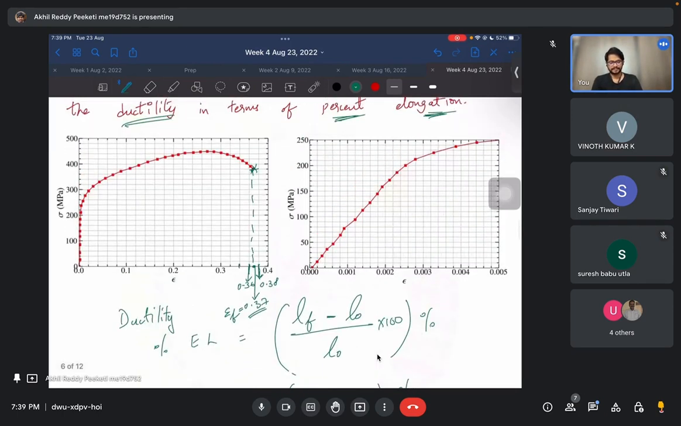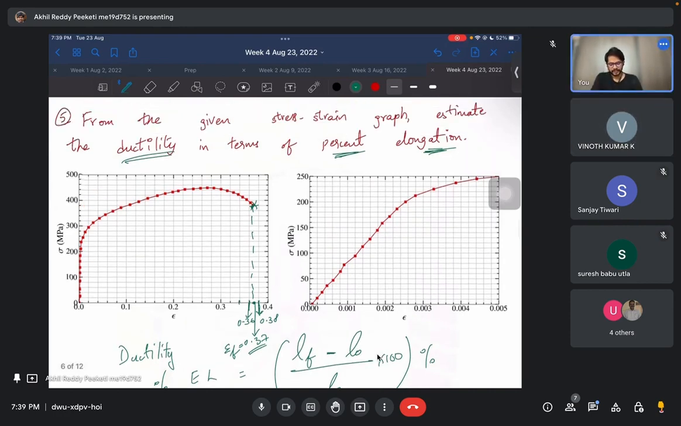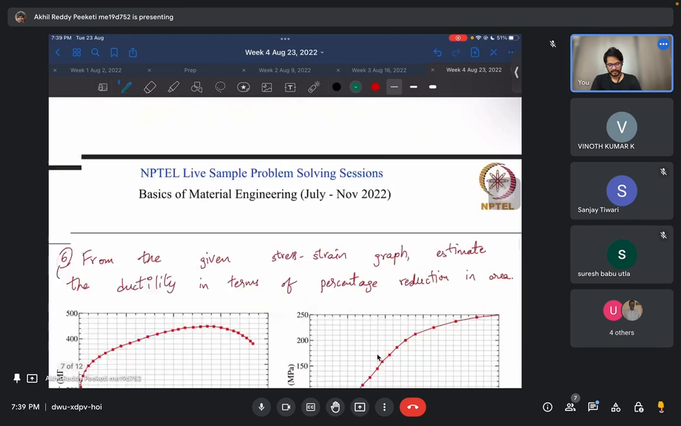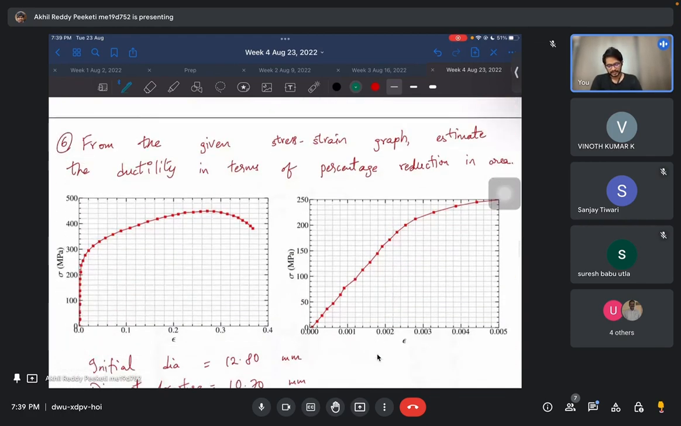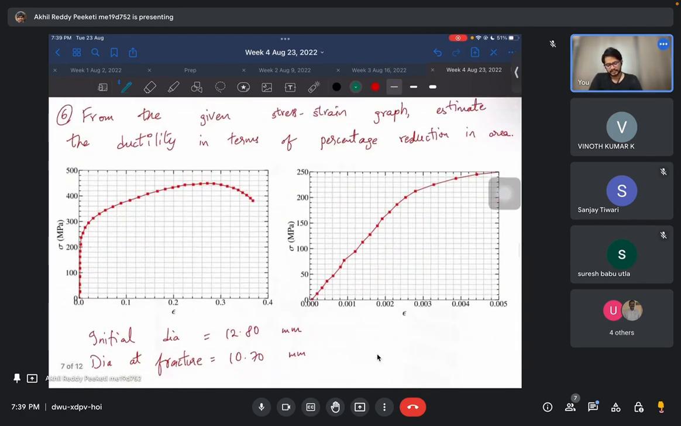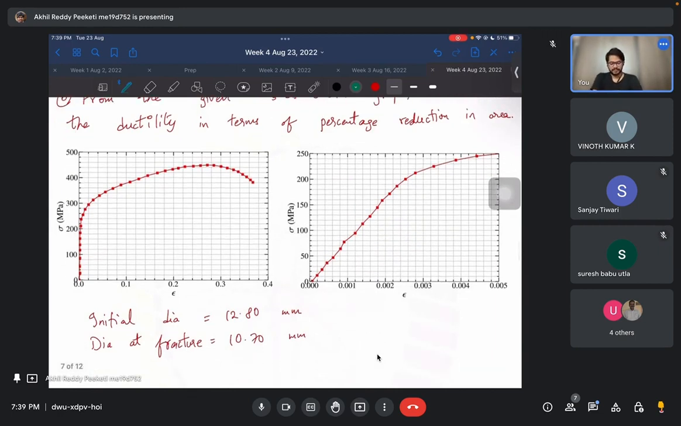So is this clear? So here we are asked ductility in terms of percentage elongation. Now, this is the question: for the given stress strain, estimate the ductility in terms of percentage reduction in area. So if we don't know the diameter at fracture, by knowing only the lengths or the strains, can we actually estimate percentage reduction in area?